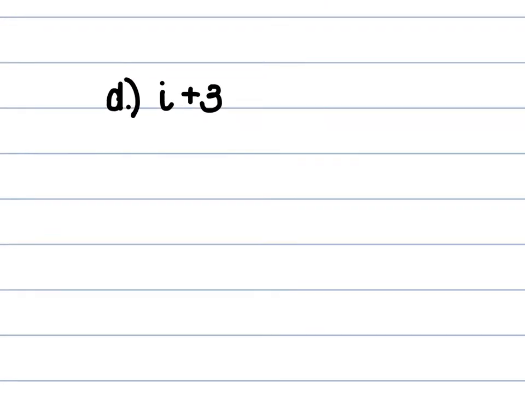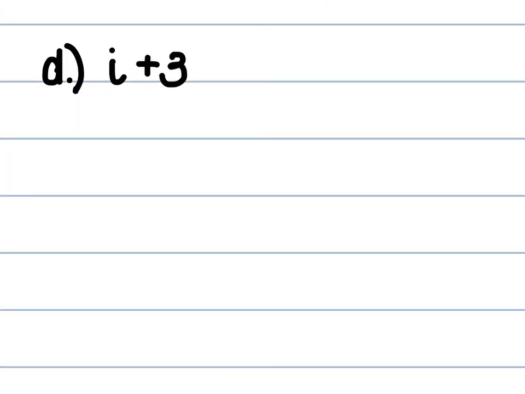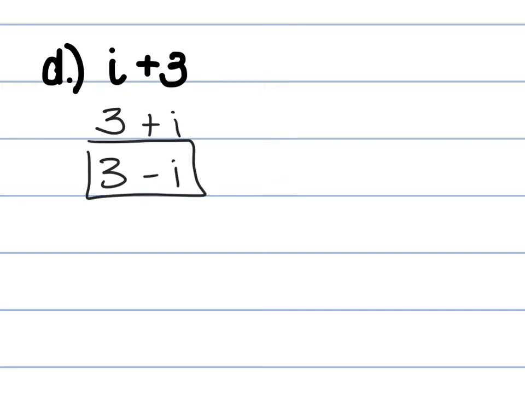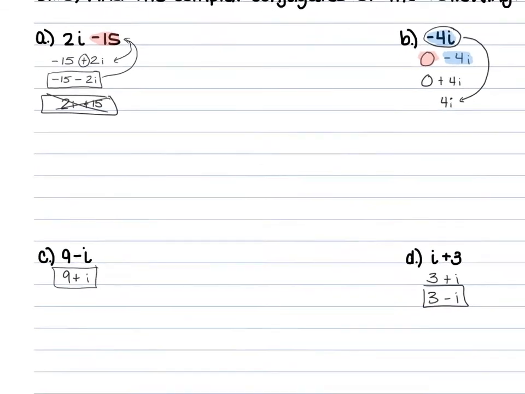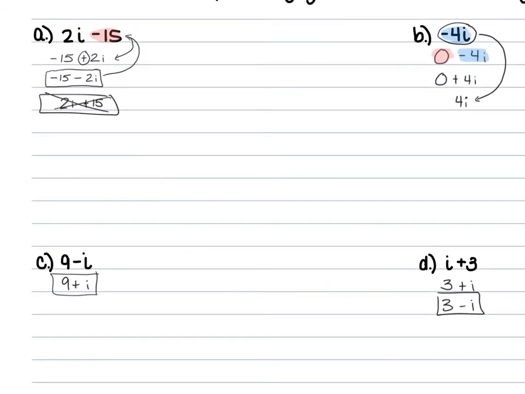Moving on to D. Is the real number written first? No, so how should I rewrite it? 3 plus... And then what would the conjugate be? 3 minus... I have a question. I didn't see A. What was... Yep.